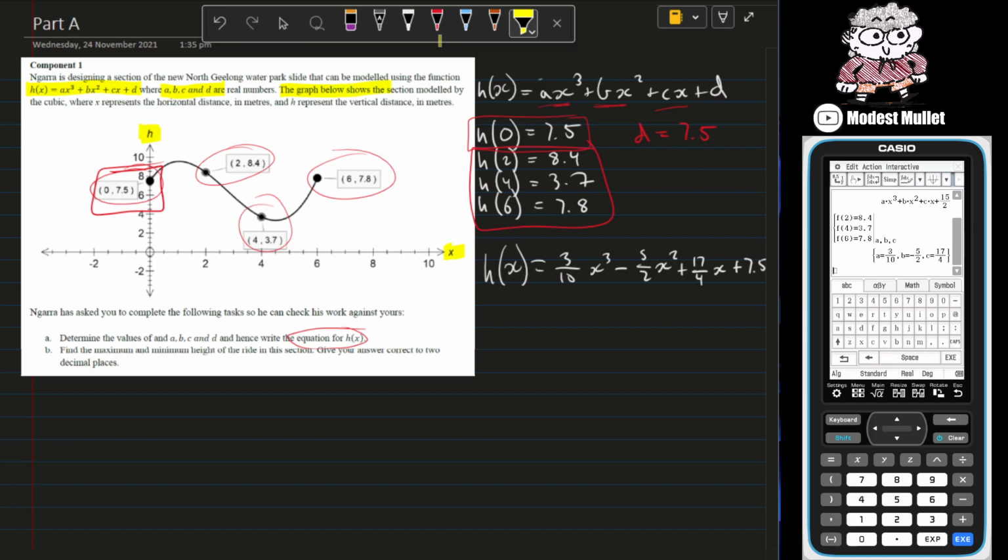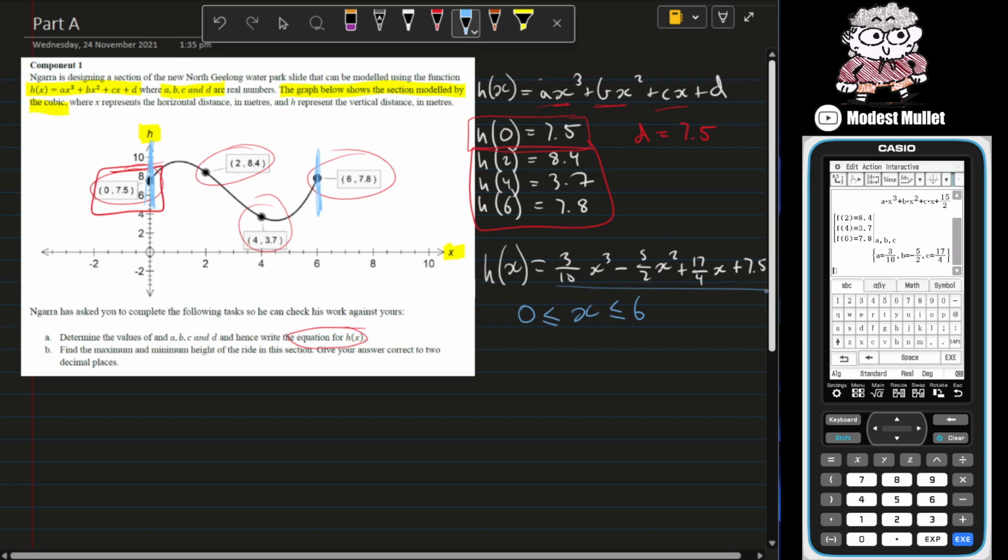it says in the question above, the graph shows the section modeled by the cubic. So the cubic only models that section. The slide clearly has some bits before that and some bits after, but the graph shows the only bit that's modeled by the cubic. So if I ask you to state the function, technically the function is only shown between those 2 points. So we would have to restrict our domain to say that x is greater than or equal to 0 and less than or equal to 6. You would want to add that in if it asks for the function, but at the moment you're only asked for the equation, so that is suitable.